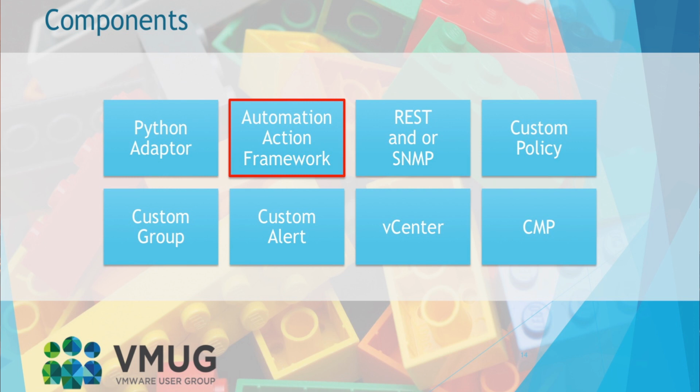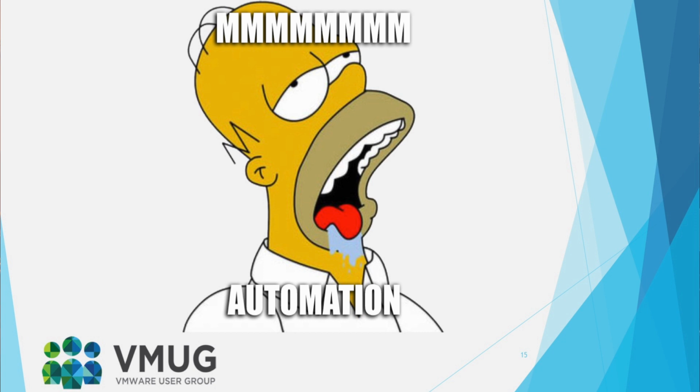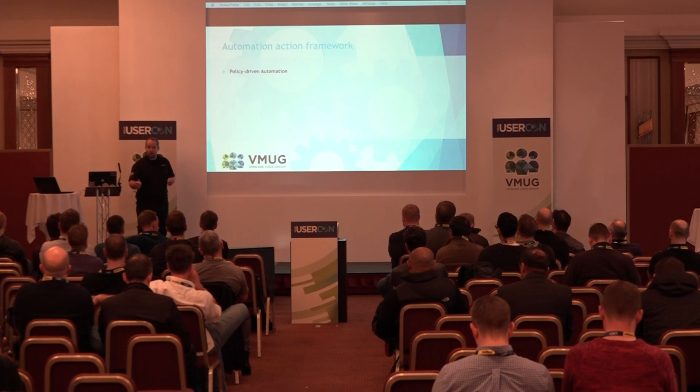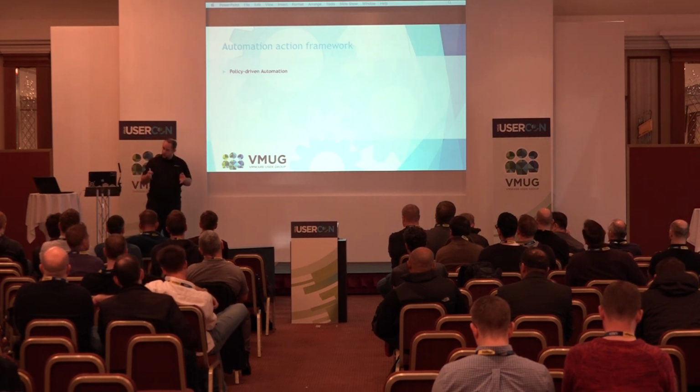The automation action framework, so automation. This is policy driven. What does that mean? You've got your policies in there, so you want to automate the correct objects. You don't want everything to be automated, so it's got to be policy driven. You don't want to just switch it on and everything goes bananas. You want to have control over that.